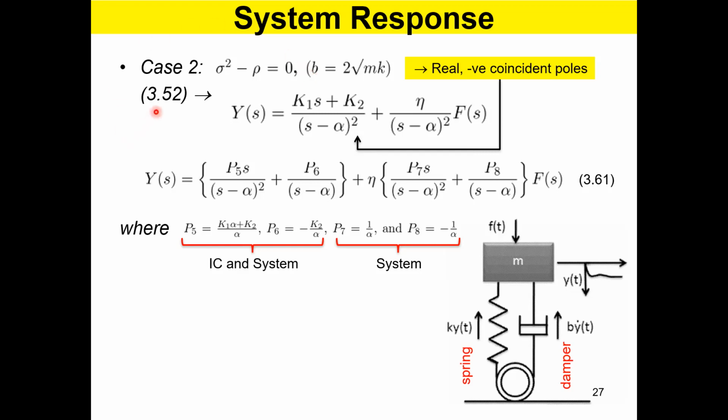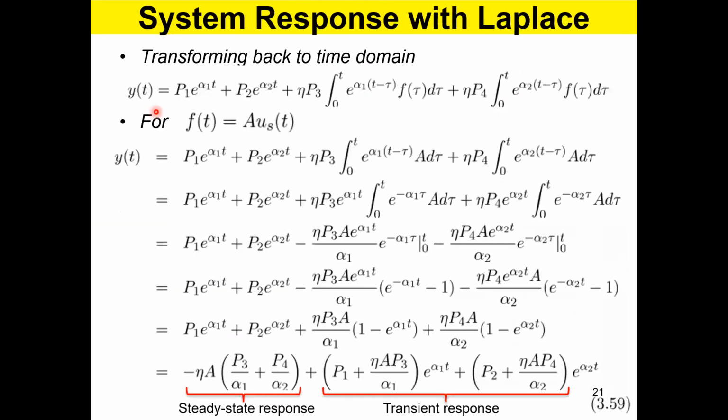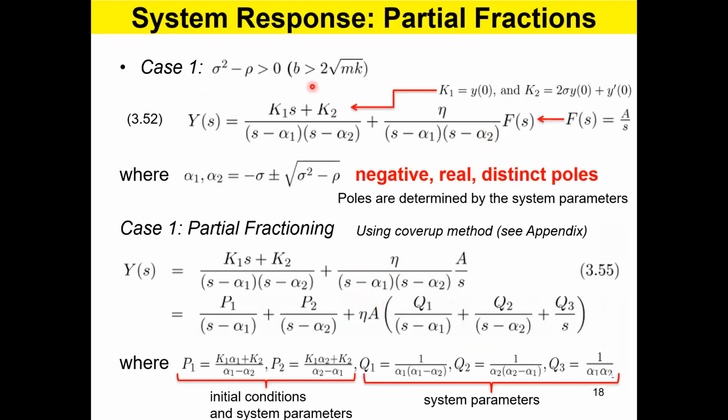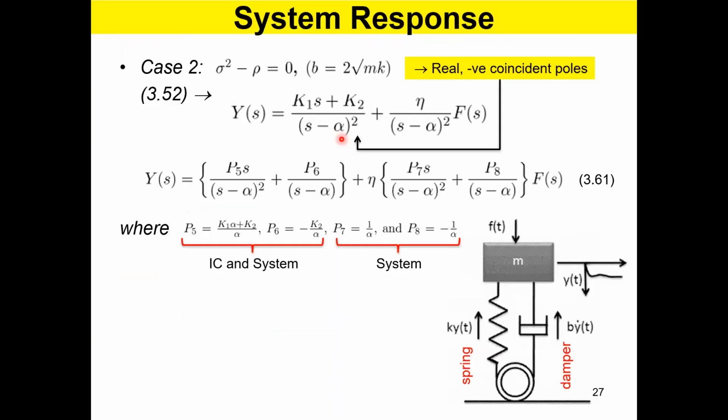So then equation 3.52, if you look at that one, where is 3.52? Let's get to that one. Over here, this equation. So if I move it a little further to this one, you are in a situation where both these alphas, alpha 1 and alpha 2, are the same. You don't have two distinct poles, but the two poles are on top of each other. So you can write now your system response as (K1 s + K2) over (s minus alpha) square, because the poles are coincident. And the second term also will look like this with the external forcing function F(s).